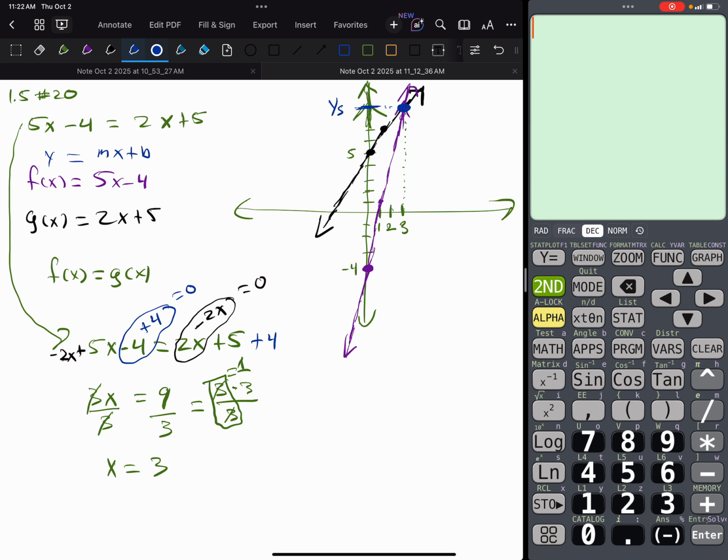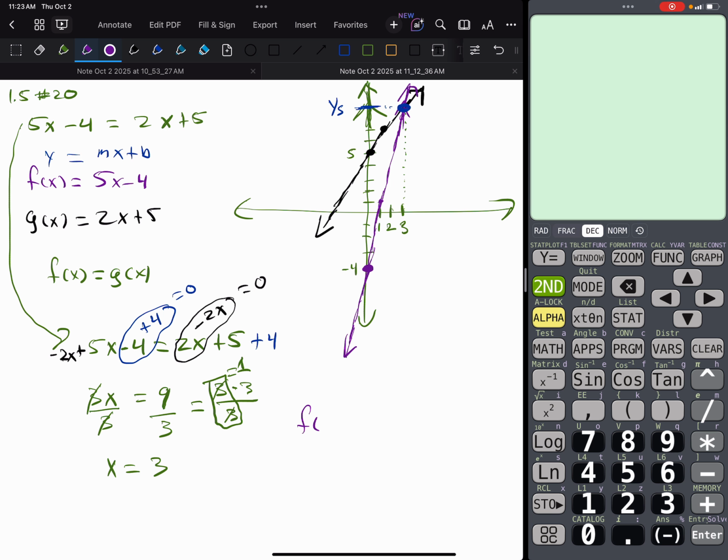Well, if I know the x-coordinate, then I can go back to either of my functions and put 3 in for x, and I should get the same value out, because the whole point of this exercise was that the y value of f equals the y value of g at this x value. If I put that x value in, I ought to get the same y value out of each function, right? So let's do that just kind of for practice.